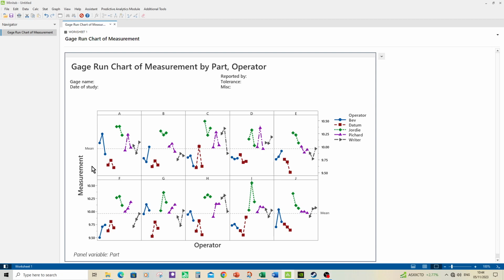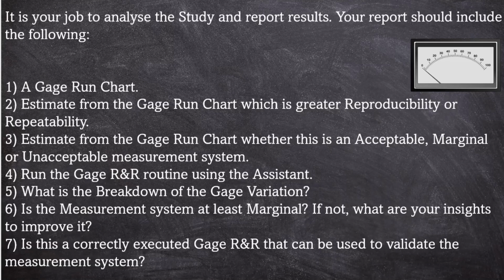Let's start off with Bev on part A. So you can see her first measurement, then the second measurement is slightly higher, then her third measurement is significantly lower. So it looks like there's a lot of repeatability error there. And then because Datum is measuring differently to Bev, a lot lower, that's going to give us a reproducibility error. Then we have Geordie, who's much higher, then we have Picard in the middle, and then Writer kind of next to that. But there's a lot of variation between operators and within operators, and that's kind of true for every part. And then that leads us on nicely to the second part.